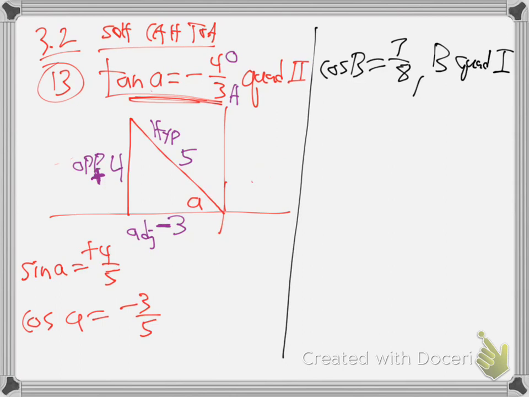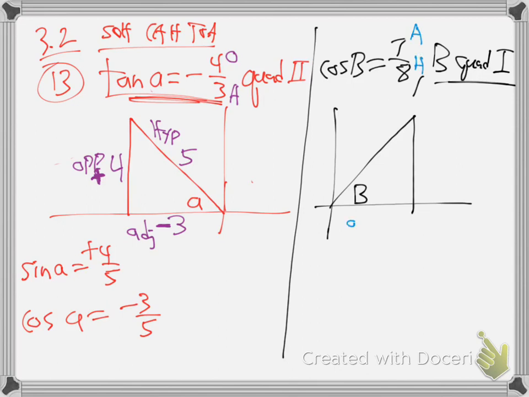Okay, let's do the other side now. So on the other side, we are in quadrant 1. That's nice. Everything's positive in quadrant 1. So B is in quadrant 1. Cosine is adjacent over hypotenuse. So this is the adjacent, this is the opposite, this is the hypotenuse. So adjacent, 7 over hypotenuse, 8.